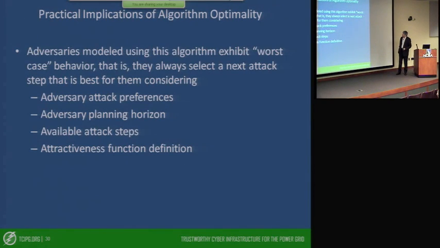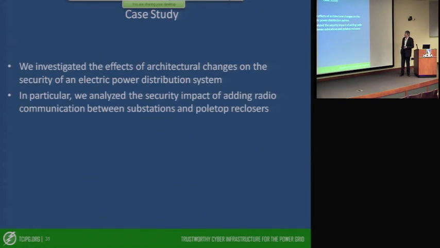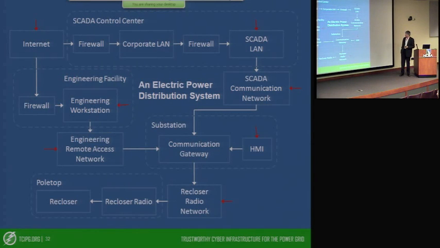So the practical implication is, as I said, adversaries using this algorithm will exhibit the worst case behavior, that is, in a sense, execute an attack step that's best for them, considering their attack preferences, their planning horizon, their attack steps, and their attractiveness function. So we can learn from the model different kinds of behaviors different kinds of attackers would take. Okay, I have a few minutes and I want to show you a case study.